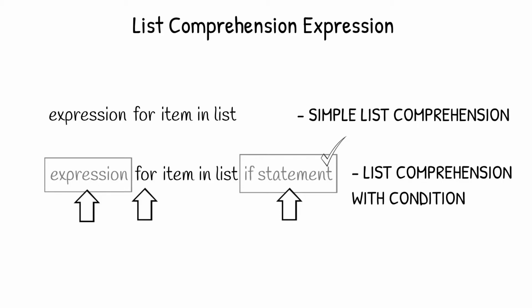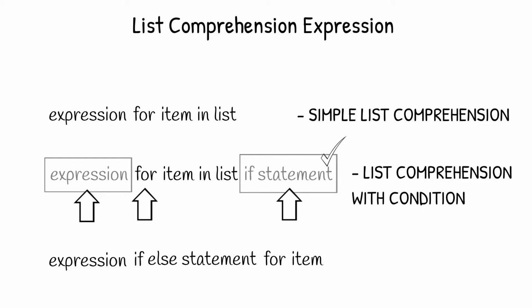But remember one thing, if you want to write an if-else block in list comprehension, then the statement will be expression, then if statement, then else statement, and then the for loop starts, then items, and finally the name of the list. As you can see here, the list comprehension makes the code look extremely readable and simple for the developer to understand.